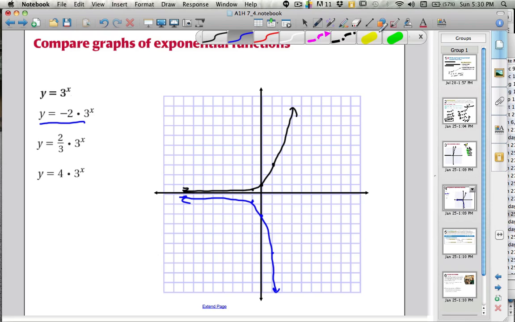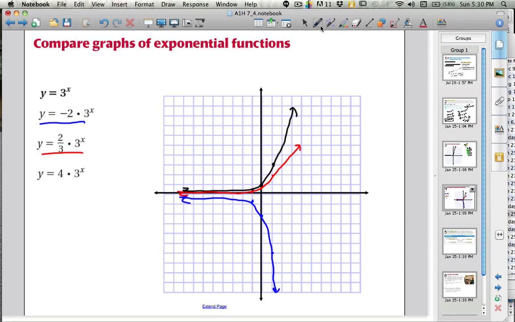Okay, if we multiply it times 2/3, when I was at 1/3, 1/3 times 2/3 is 2/9. So I'm even closer down to the x-axis. When I was at 1, I'd only be at 2/3, so it's a little fatter. And when I was at 3, I'd only be at 2. So a leading coefficient that's less than 1 tends to flatten it out. When it's more than 1, it tends to stretch it out, right?